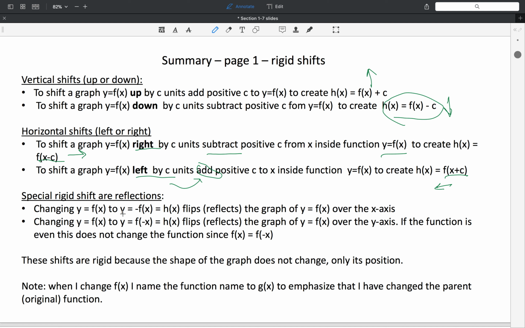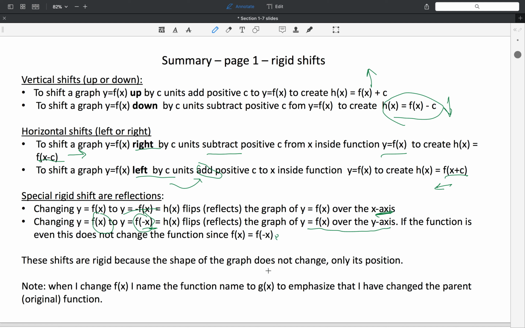Okay. So special rigid shifts are going to be reflections. And again, if we look at y equals minus f of x, that flips across the x-axis. And then if we change y equals f of x to y equals f of minus x, that reflects the graph over the y-axis. Now notice if the function is even, and remember in an even function, f of x equals f of minus x, that doesn't change the function. Okay, that's just sort of an extra thing. You don't need to worry about that.